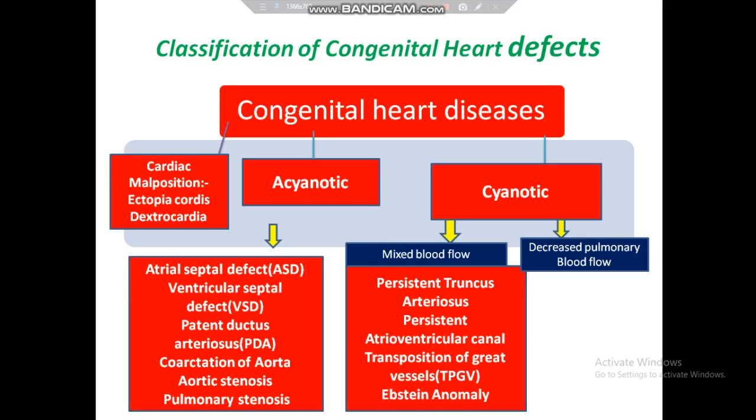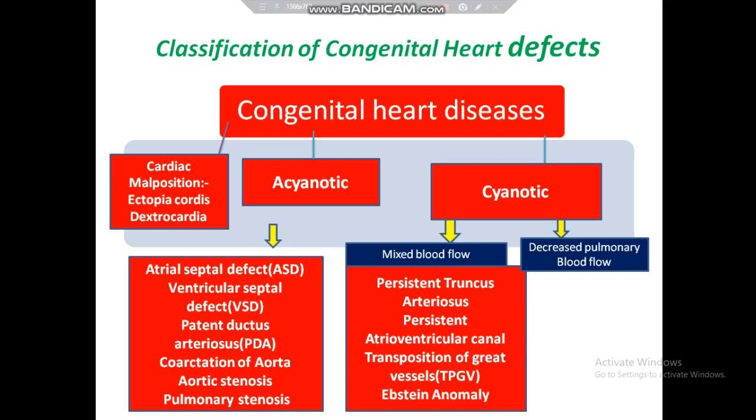Now, in mixed blood flow, we have persistent truncus arteriosus. That means the truncus arteriosus is not divided into aorta and pulmonary trunk. So both these trunks will naturally contain both oxygenated and deoxygenated blood. A persistent atrioventricular canal, again there will be mixing of oxygenated and deoxygenated blood. Transposition of the great vessels, where the aorta arises from the right ventricle, and the pulmonary artery arises from the left ventricle. Or there can be another condition called Ebstein anomaly that we will discuss later on.